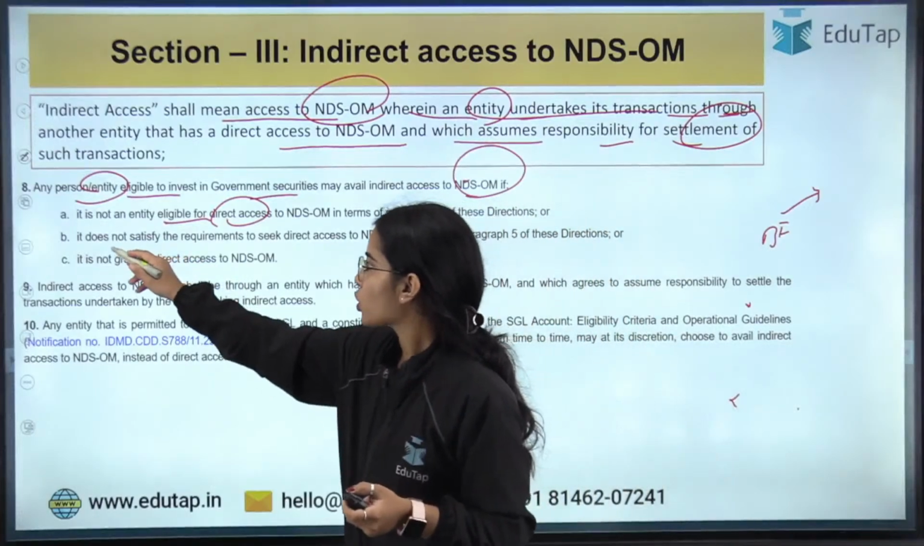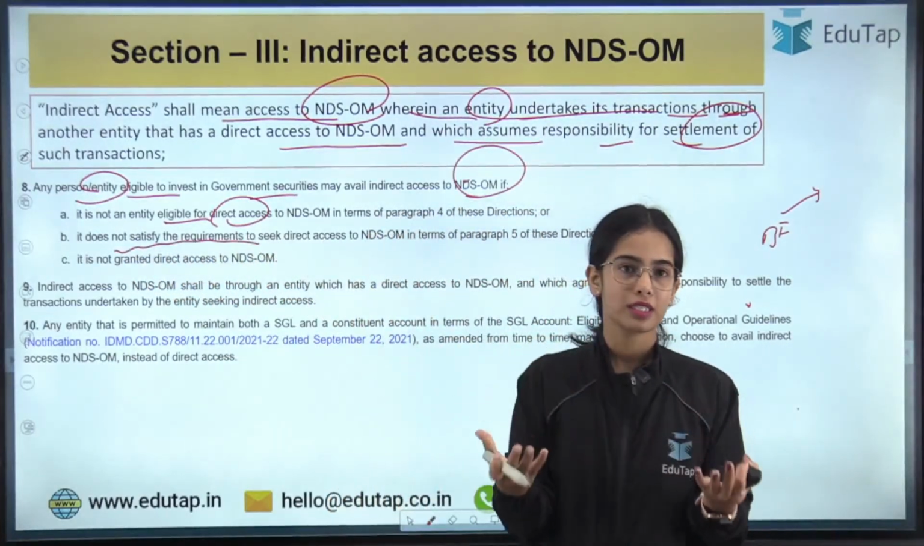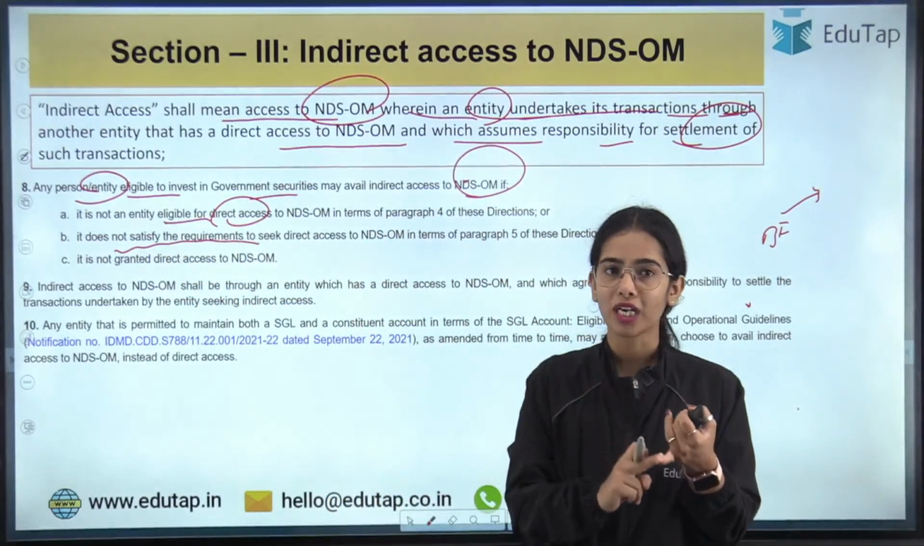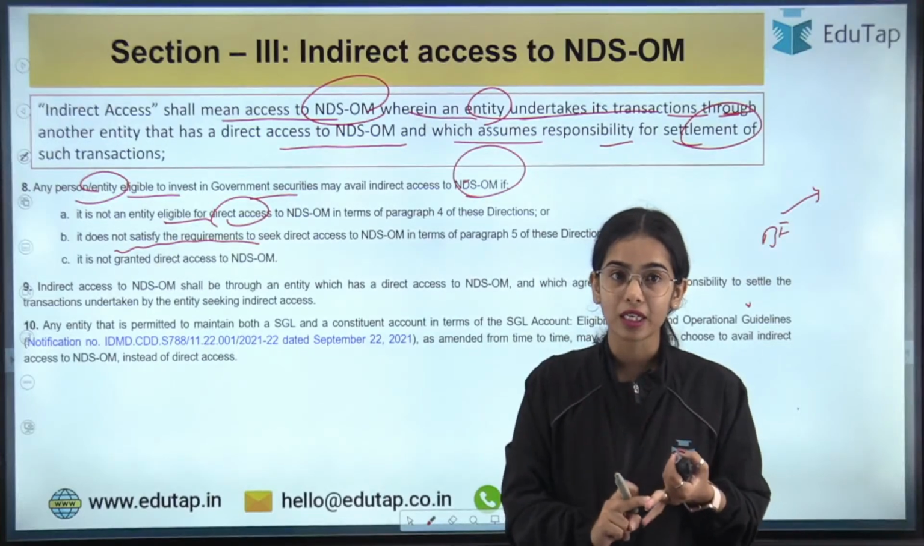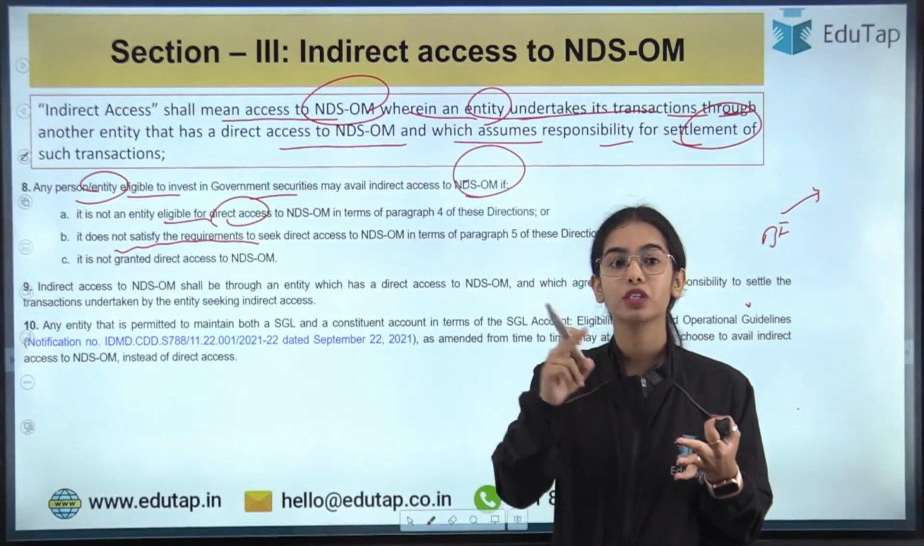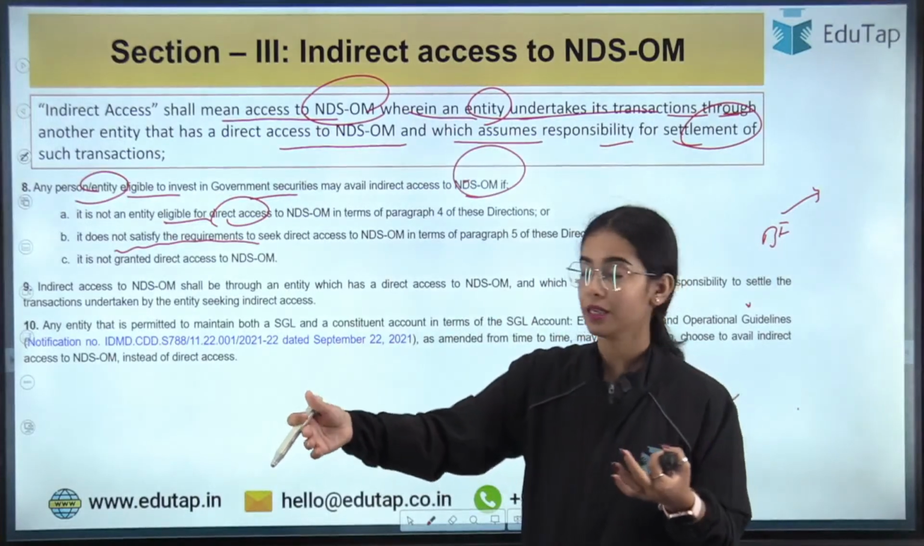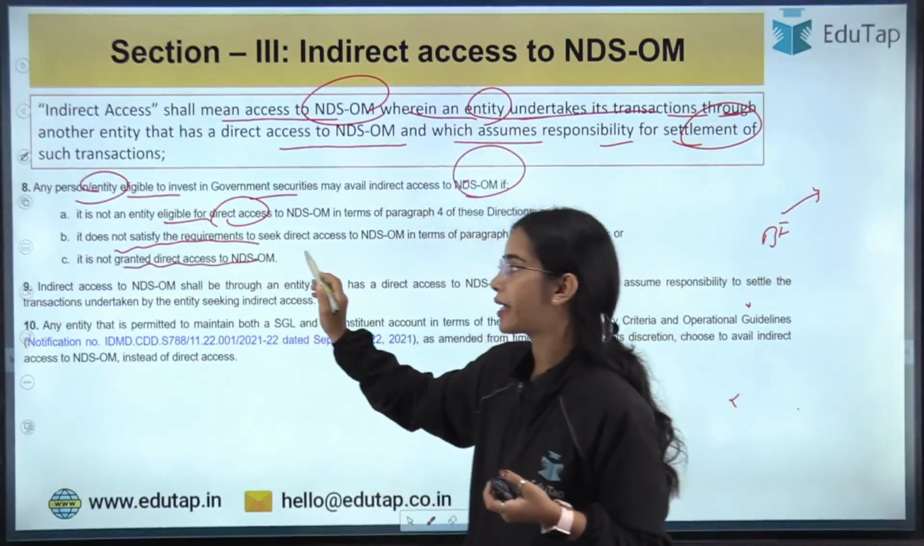Okay, it does not satisfy the requirements. We do not satisfy the eligibility criteria. We do not have an SGL account. We do not have a current account. We are not a member of the securities settlement segment of CCIL. Okay, it is not granted direct access.